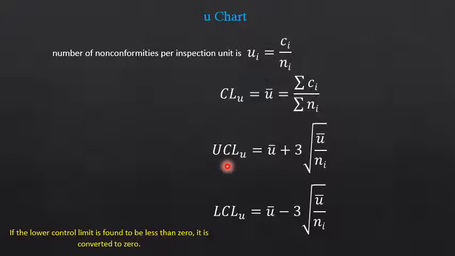Similarly, the upper control limit for the U chart is equal to u bar plus 3 under root u bar divided by ni, and the lower control limit is equal to u bar minus 3 under root u bar divided by ni. We already know ci and ni, and if the lower control limit is found to be less than 0, that is negative, it is converted into 0.